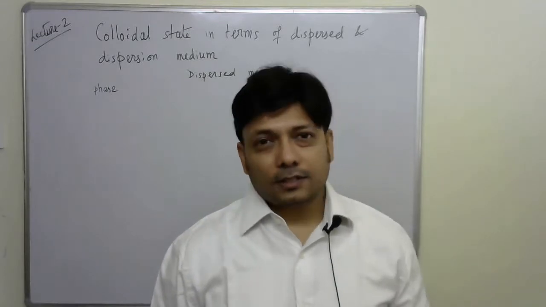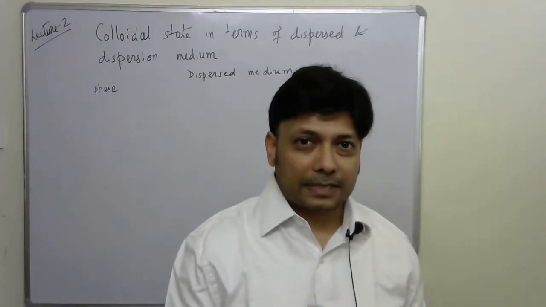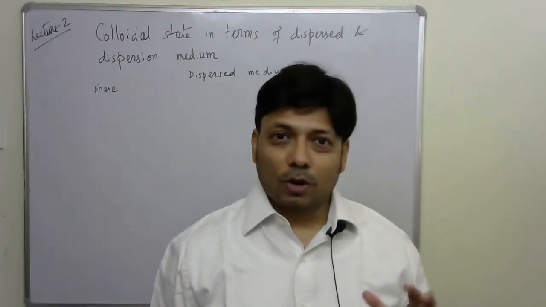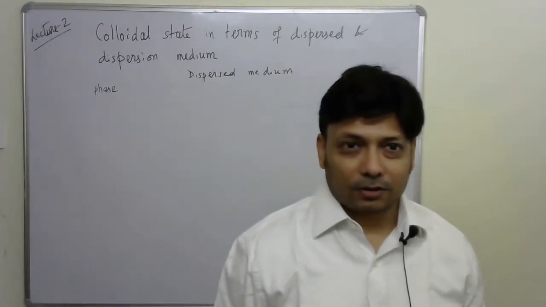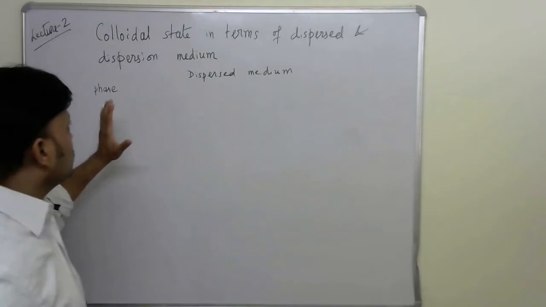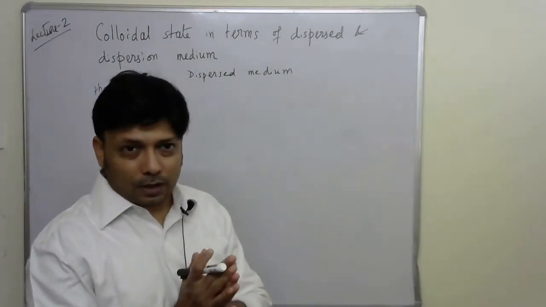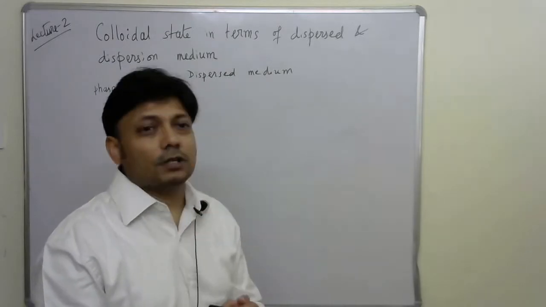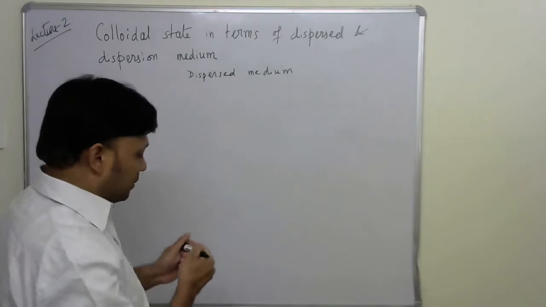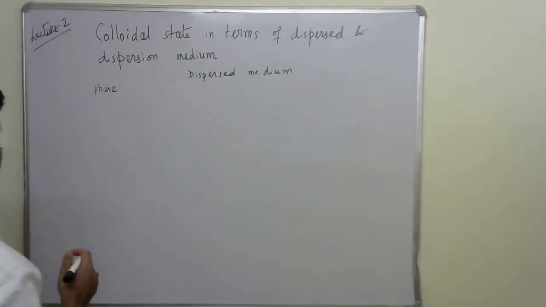So in the last lecture we realized that to make a colloidal state we need two phases or two mediums. One we call the dispersion medium and another is called the dispersed medium. So today we are going to classify the colloidal materials in terms of dispersed and dispersion medium. I told you last time that there are 9 possibilities. So let's take a look at this.